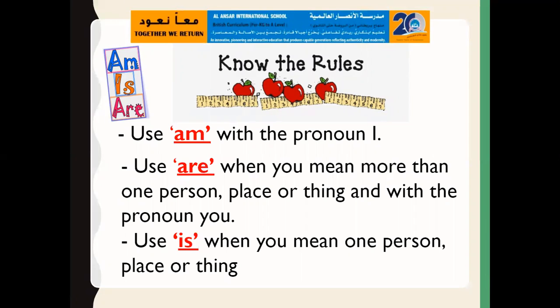When you use the pronoun I, you will use the auxiliary verb am with it. For example, I am kicking the ball. I am feeling happy. If you want to use the auxiliary verb are, you will use it when you are talking about more than one person, place, or thing. When you only mean one person or place or thing, then you will use the auxiliary verb is.